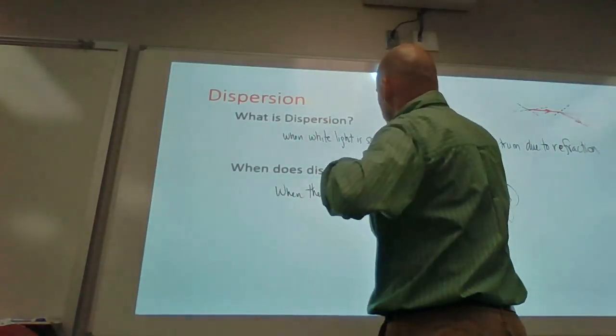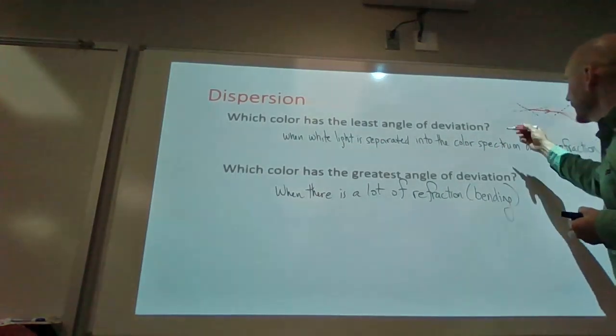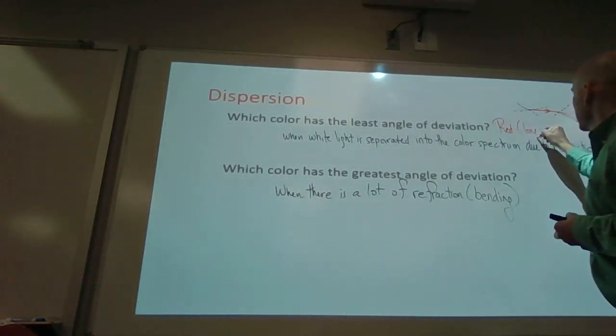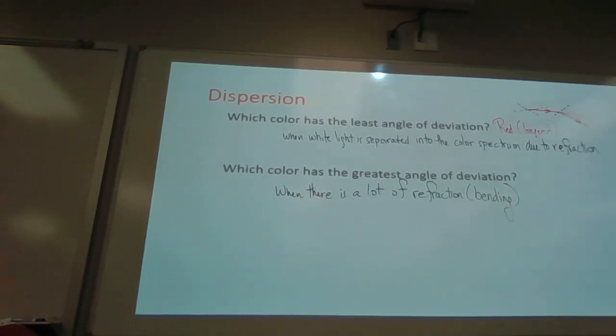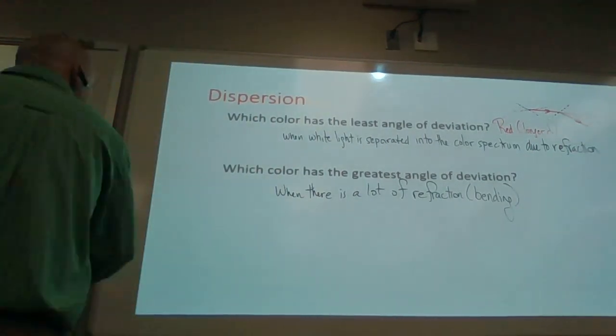Which one has the least? Red, because it has a longer wavelength. The longer the wavelength, the less it's affected by refraction. The shorter the wavelength, the more it's affected by refraction.